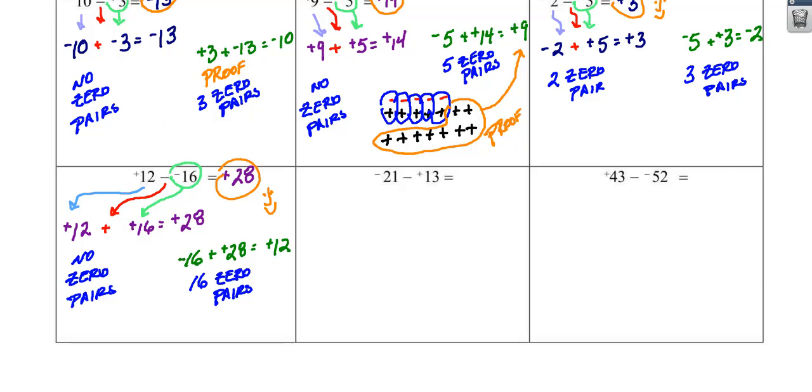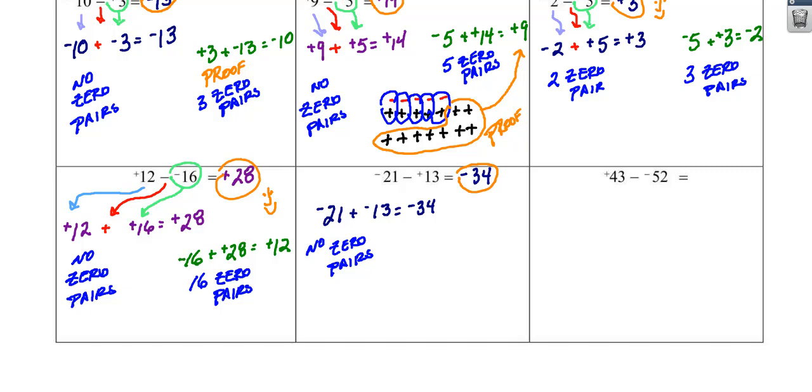All right. So for our next problem, we've got negative 21 minus positive 13. So we're going to rewrite that as negative 21 plus negative 13. So I changed my subtraction to addition, changed my positive 13 to negative 13. These are all negatives, which means I will have no 0 pairs. I'll just put them all together. And when I add 21 negatives to 13 negatives, I get 34 negatives. That's my answer.